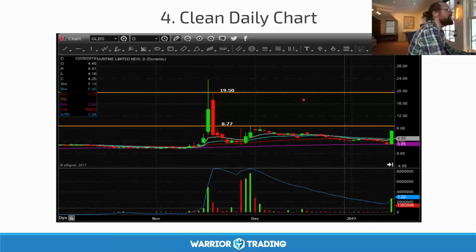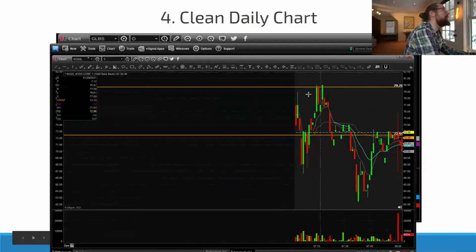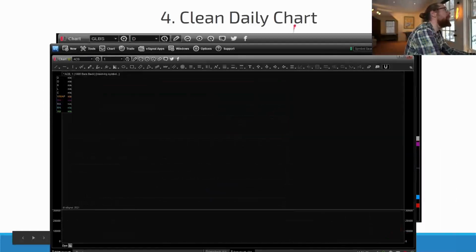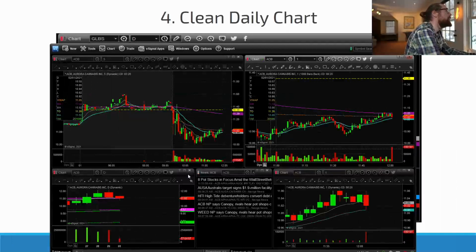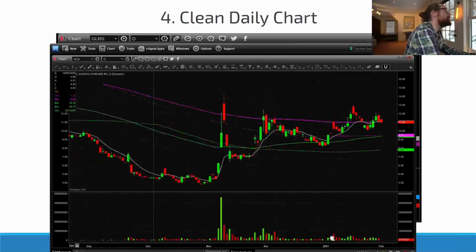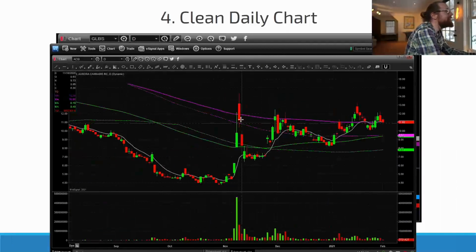All right, number 4, a clean daily chart. The clean daily chart should have gaps or windows. It should be above the 200 moving average, preferably. Again, there will be times where we would trade something below the 200, which might have been the case on ACB. But in that instance, it had a lot of room up to the 200. So let's see, that was back here, right? It did have that issue that the 200 was above it.